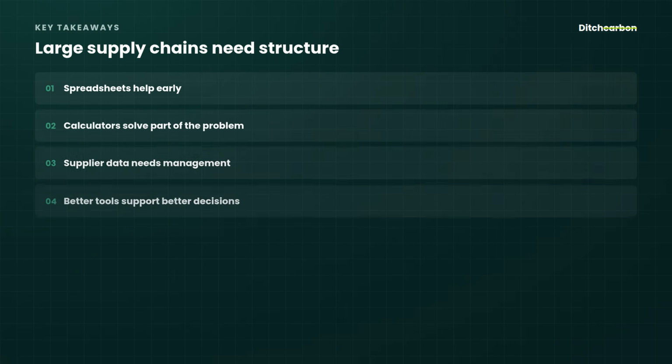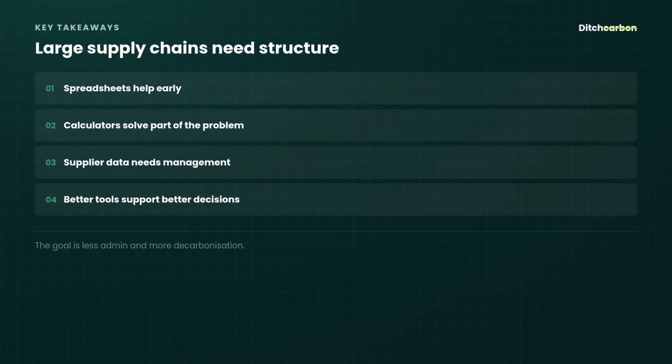Plenty of tools can calculate a carbon footprint. The harder question is whether one can manage the data, suppliers, and decisions behind that footprint across a complex global supply chain. So let's bring this together. Spreadsheets work well when you're getting started. Carbon accounting tools make calculations faster. Questionnaire tools structure supplier requests. But large supply chains need something broader: supplier level data management, prioritization, validation, workflow, historical data, and integration, alongside a clear path from estimates towards better primary data.